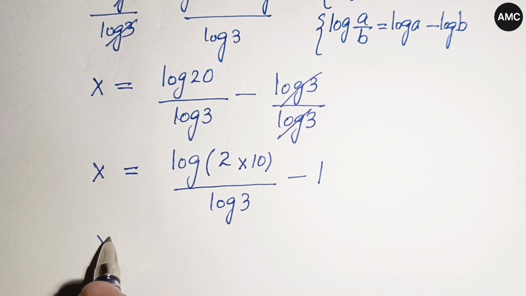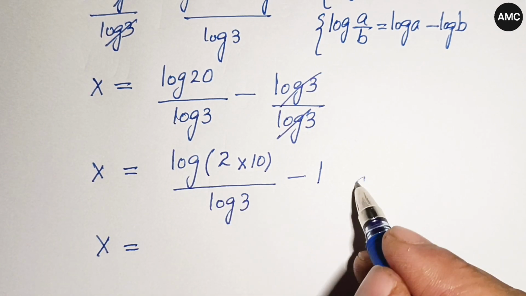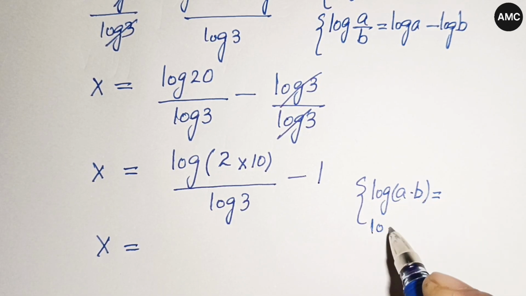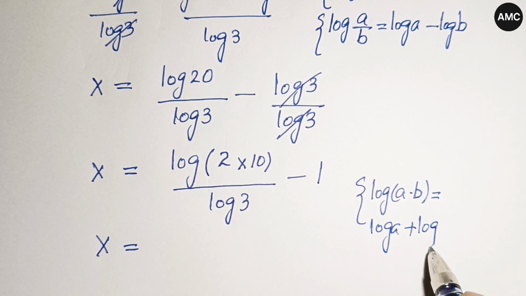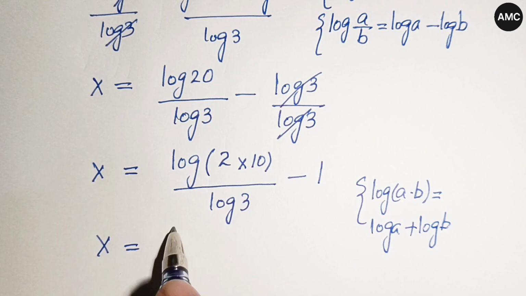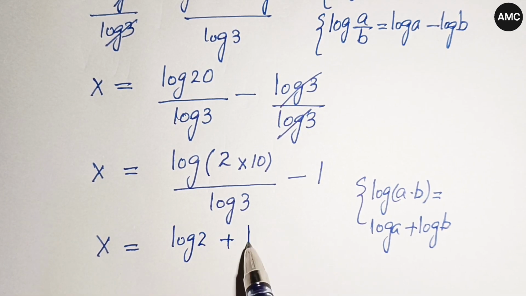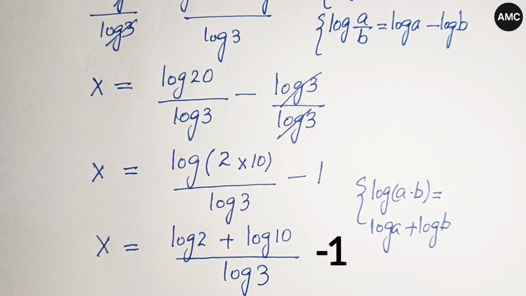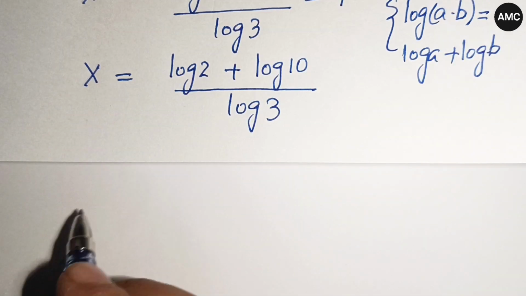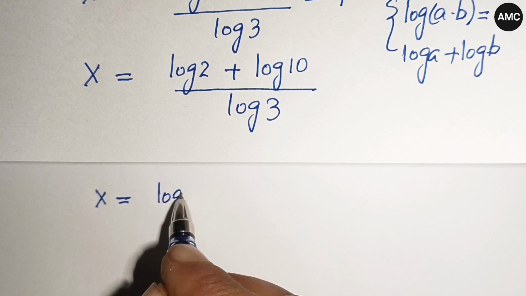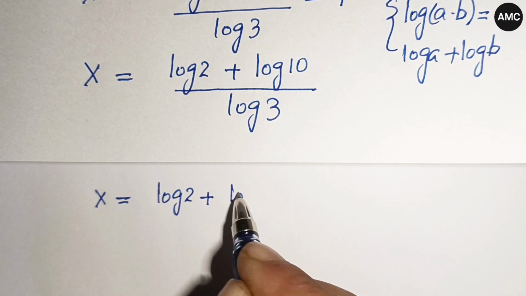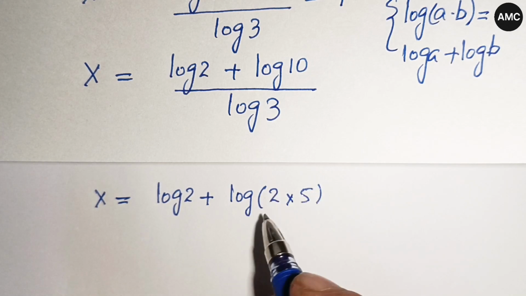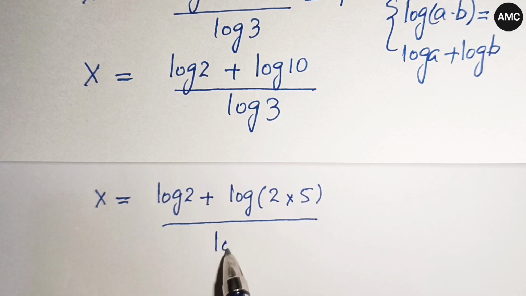So x is equal to, we are going to use a logarithm law here: log a times b is equal to log a plus log b. It is the product law of logarithm. So here we have log 2 plus log 10, all over log 3. Now our next step: x is equal to log 2 plus log 10, where 10 is written as 2 times 5, all over log 3.